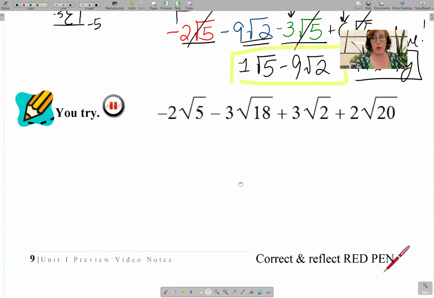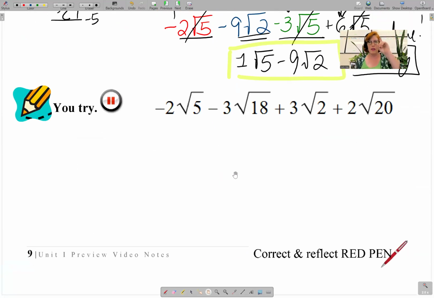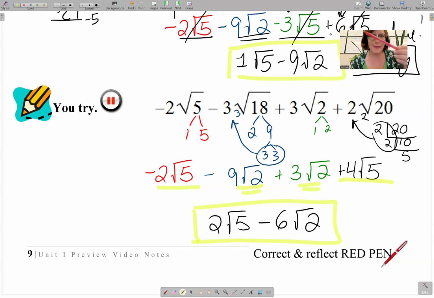Ready? Here's another you try. You try means you're going to pause the video, do it yourself, and then restart. Ready? Pause the video. You should have a red pen now. You're going to check your work. Your work may not be exactly the same as mine, but look at the final answer here.